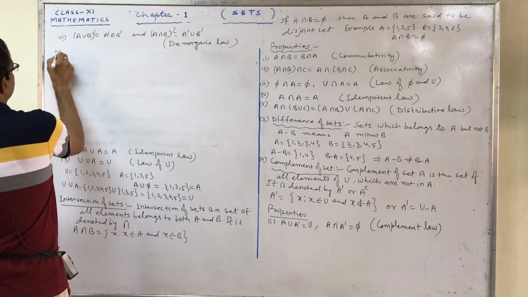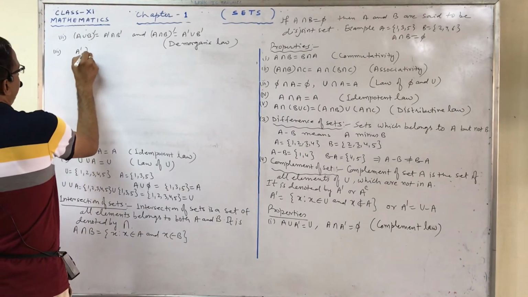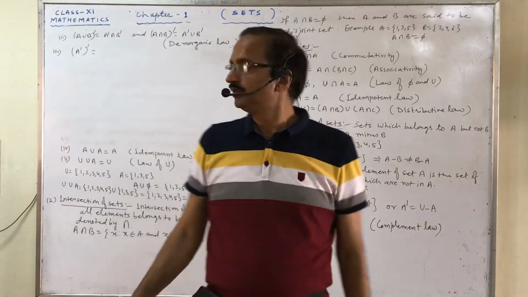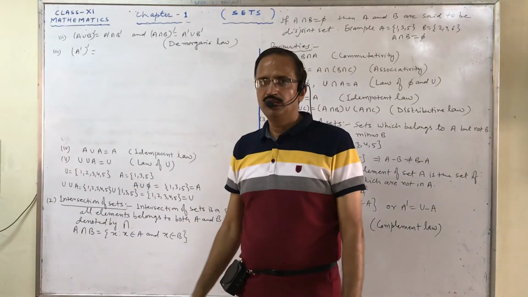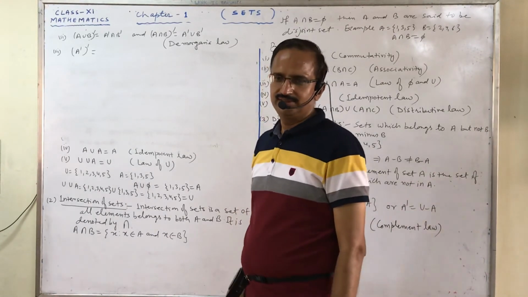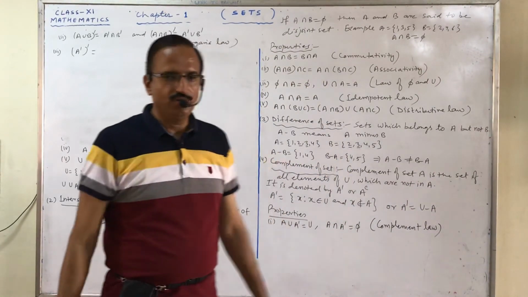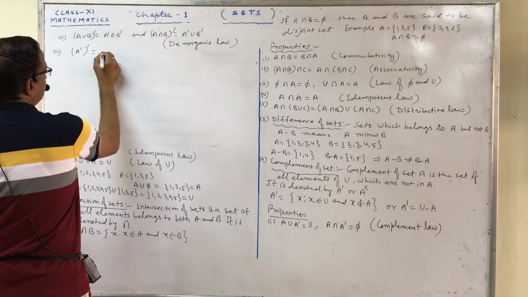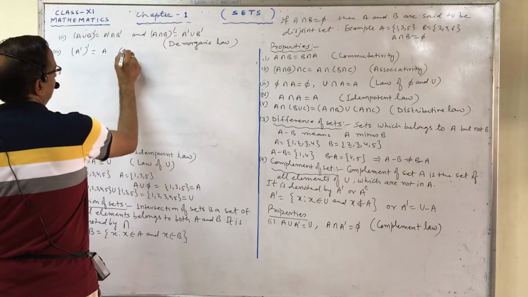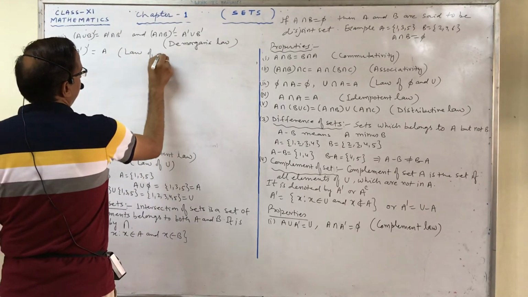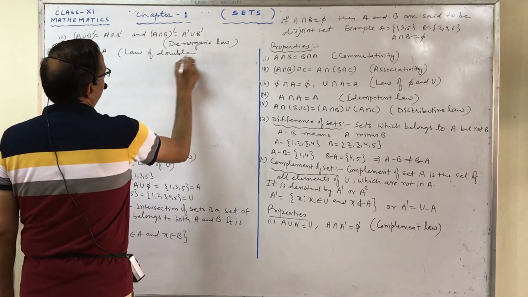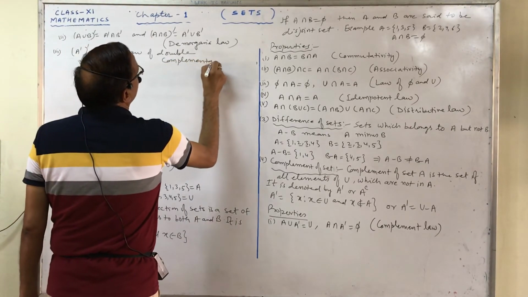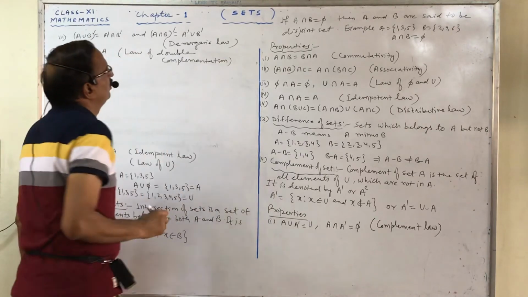Now third property. A dash dash means twice we are finding the complement. So this is called law of double complementation. And the answer is what? A. Law of double complementation.